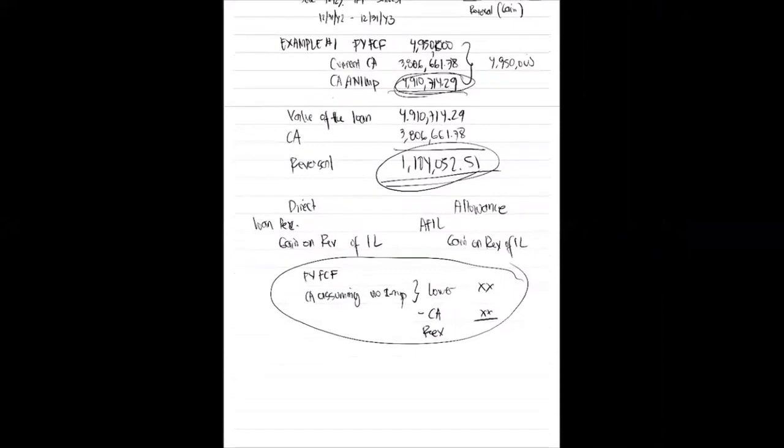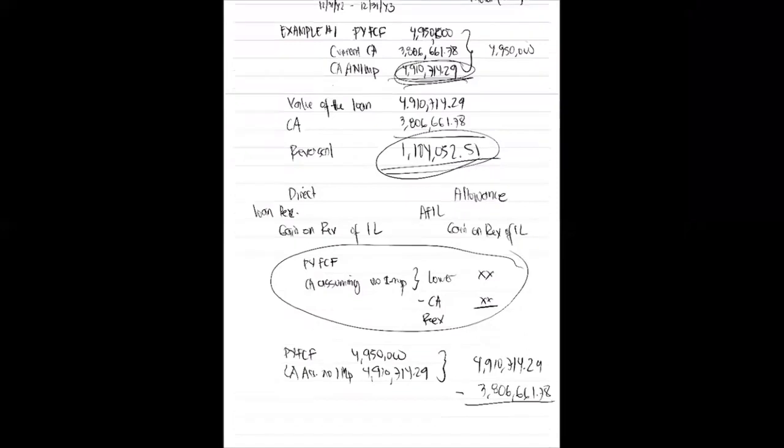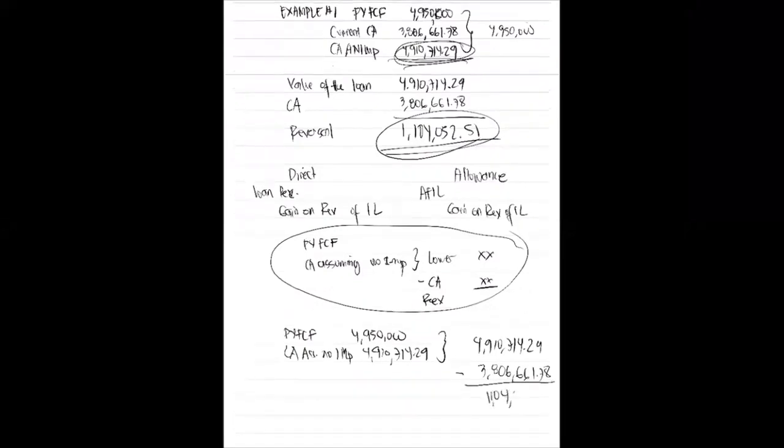So, what is the present value of future cash flows? The present value of future cash flows is equal to 4,950,000. And then, we have your carrying amount assuming no impairment amounting to 4,910,714.29. Ang makukuha mong lower dyan, the lower is 4,910,714.29. Ibawas daw natin yung current carrying amount, which is 3,806,661.78. Makukuha pa rin natin yung 1,104,052.51. So, the same lang siya.